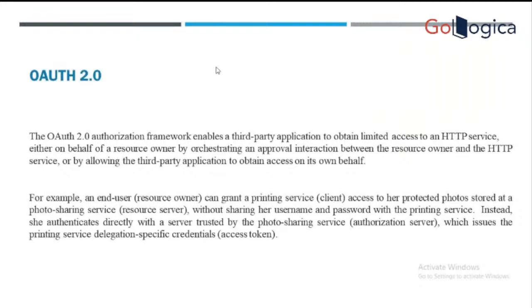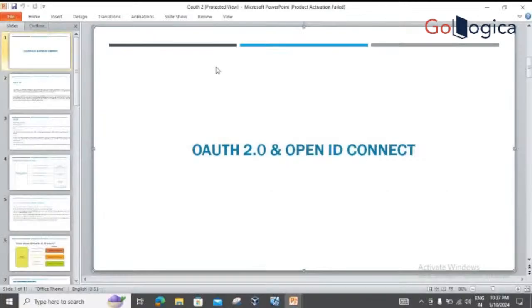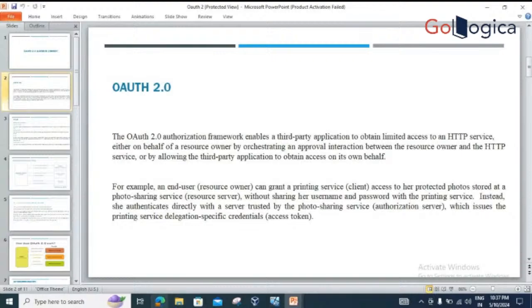So who is the resource owner? The resource owner is the client. We are supposed to be the resource owner. Let me give you an example: if you created your account in Gmail or Google, Google has lots of services. Let me share one thing: what Google has with OAuth 2.0. On behalf of the resource owner, it allows approval to interact between the rest of the applications.